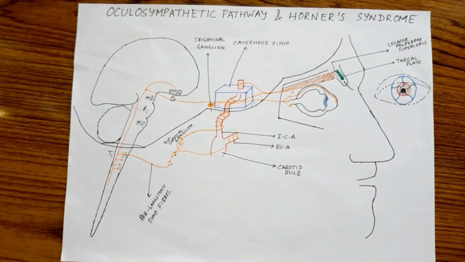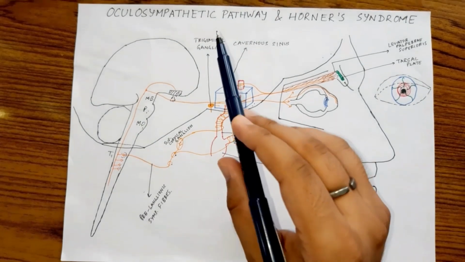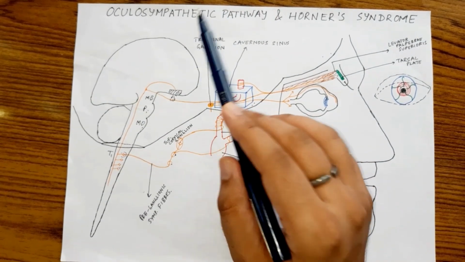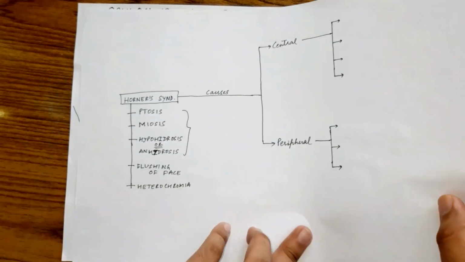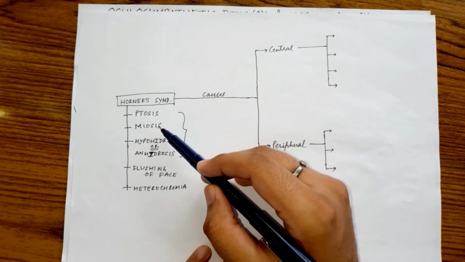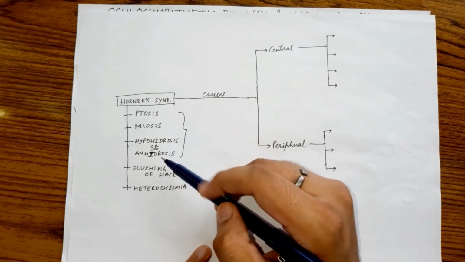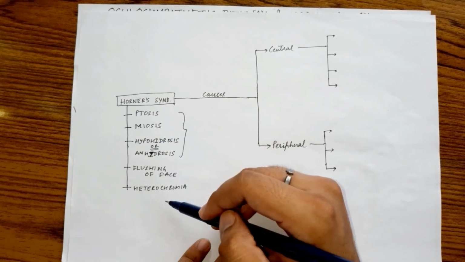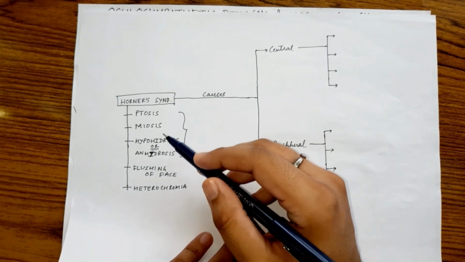So now let's come to Horner syndrome, which is nothing but the clinical correlates of the oculosympathetic pathway that we have just discussed. Horner syndrome is characterized by the following features, that is ptosis, miosis, hypohidrosis or anhidrosis, flushing of face and heterochromia. Now let's come to the individual points.